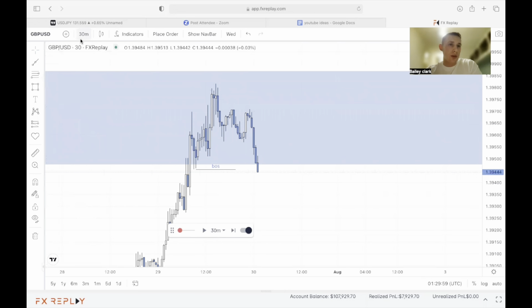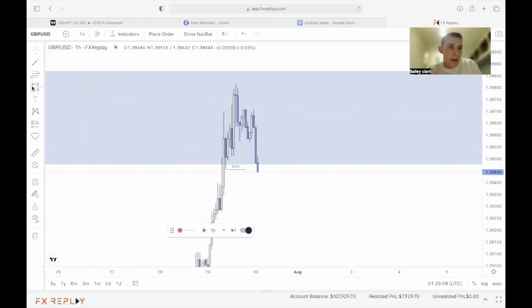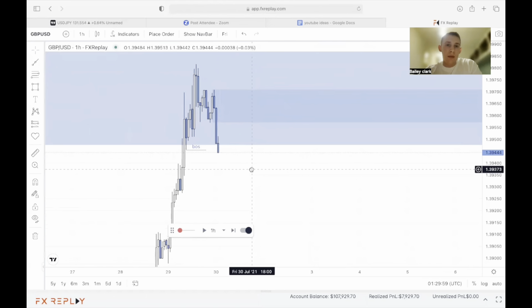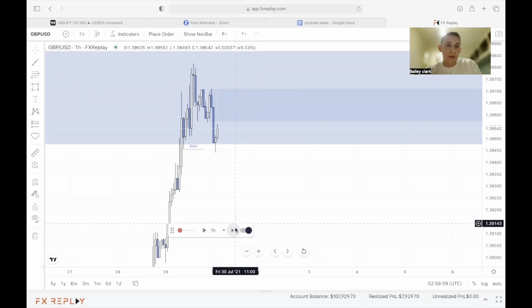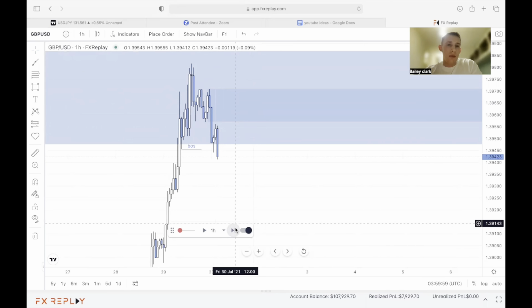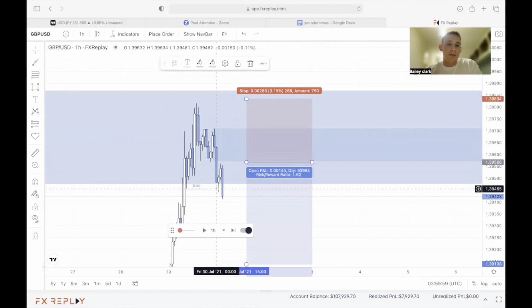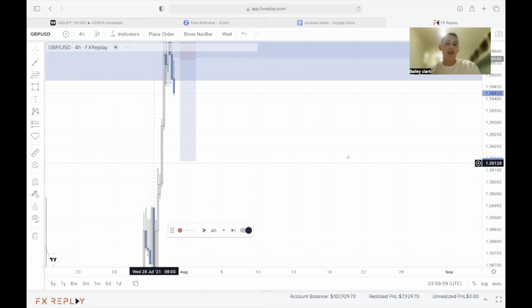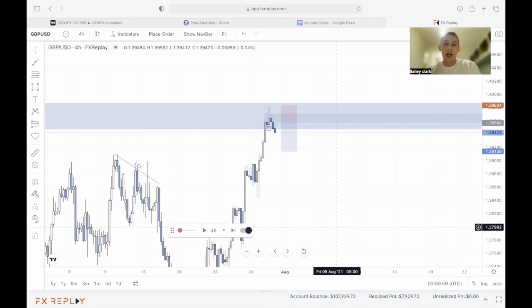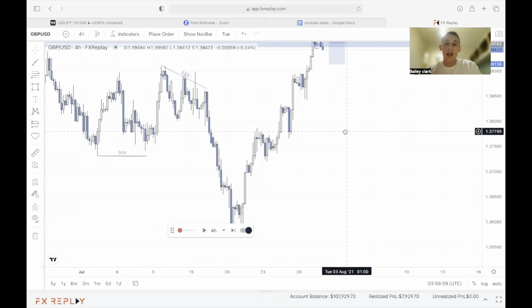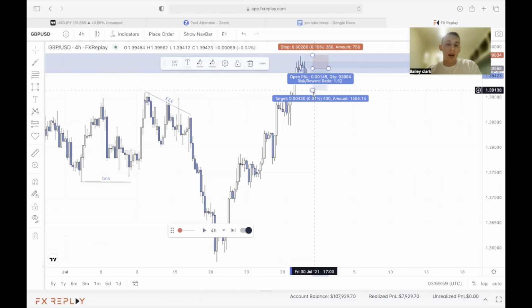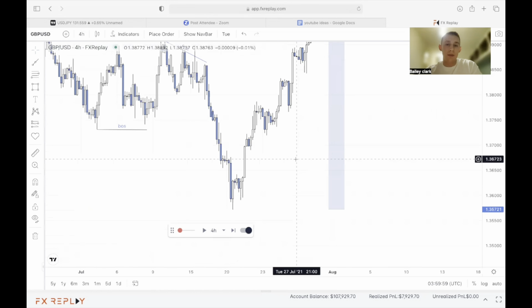We do have sort of this area here. All right, so this level is now valid. This is where I'd enter from. Stops above the high. And this can be a nice swing trade since overall we are bearish and we just took out the liquidity. So I'd be looking for sales down to this low.